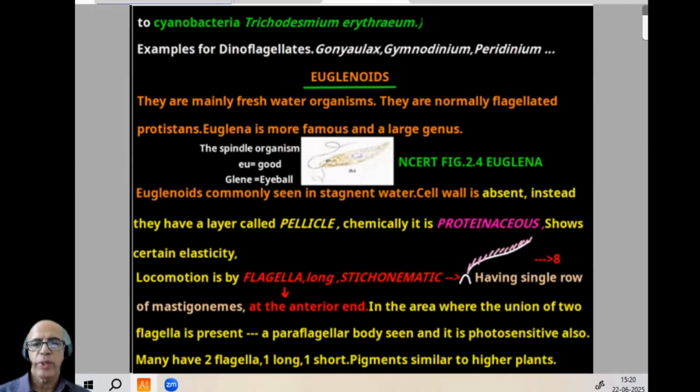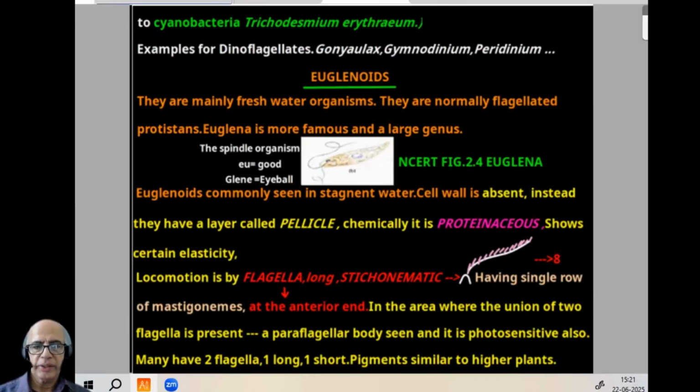They are mainly freshwater organisms. They are normally flagellated protistans. Euglena is more famous and a large genus. Euglena is otherwise called spindle organism. There you can find in the word: eu means good, glene means eyeball. NCERT diagram, figure 2.4, Euglena. Euglenoids are commonly seen in stagnant water. A common question: stagnant water. Cell wall is absent. Instead, they have a layer called pellicle. Chemically, it is proteinaceous. That is a question.